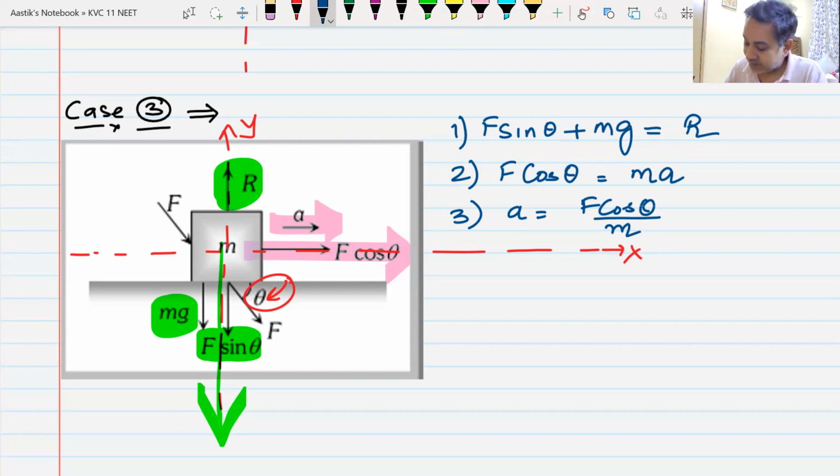I hope everyone is noting it down. Anyone has noted this down? Yes or no? Yes, sir. Okay.